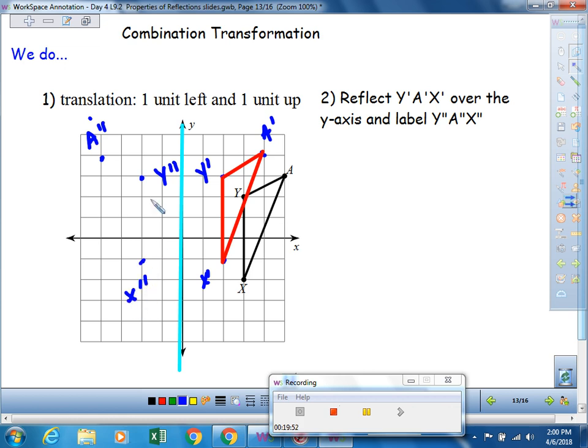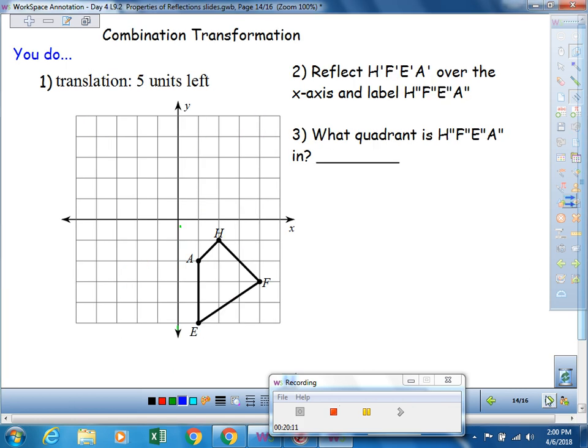So X double prime, and then you connect your dots. Any questions? Any questions? I know. Okay, last one.